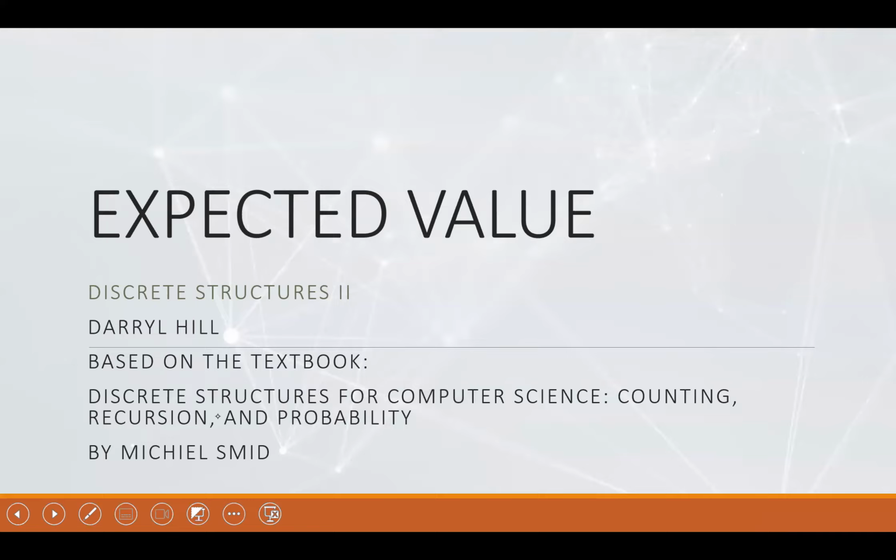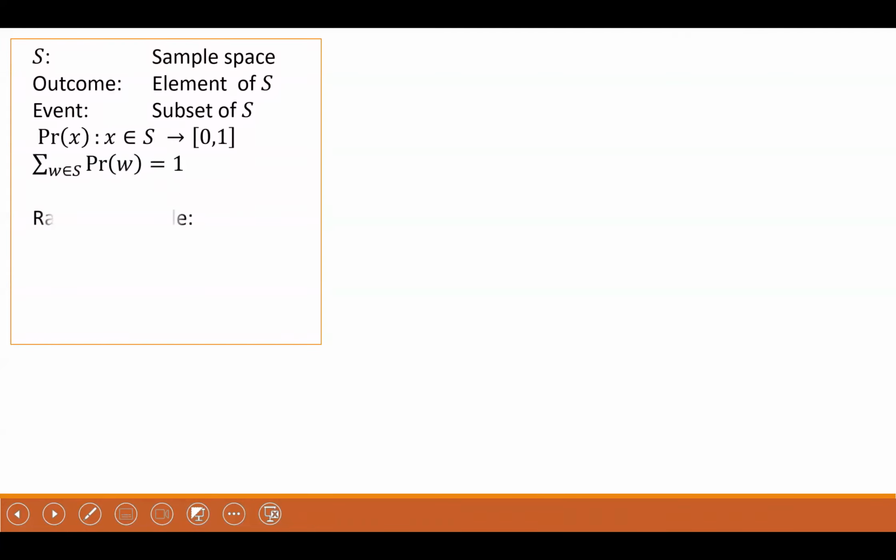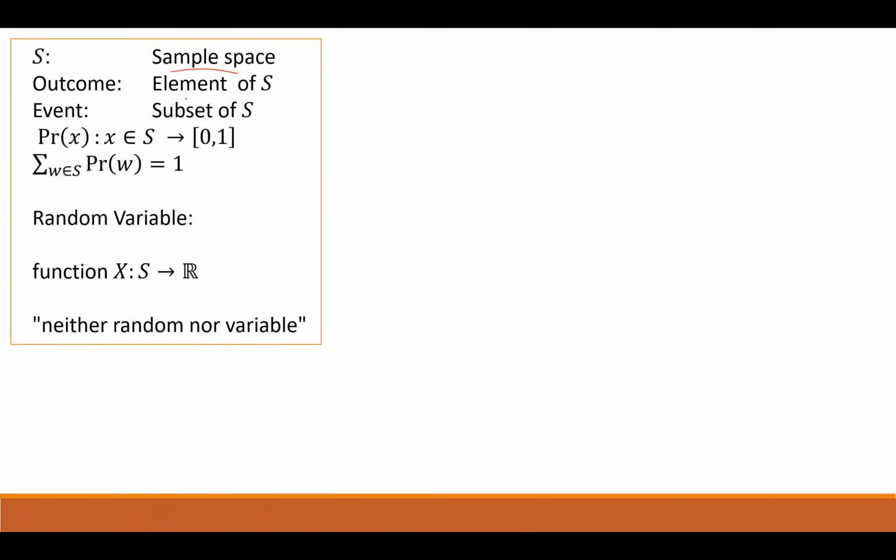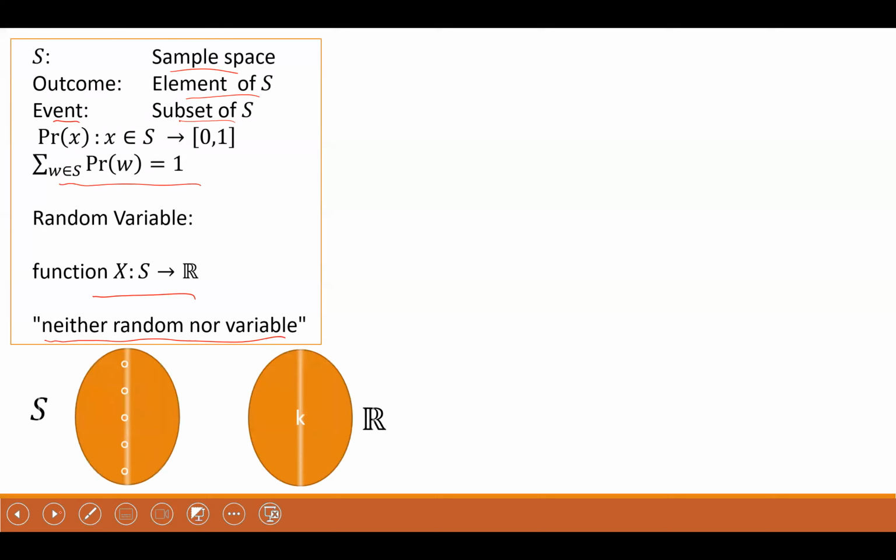Okay, so again, just a review of where we're at in terms of our material. We have a sample space, we have outcomes, we have events, which are just subsets of the sample space, so some collection of outcomes. We have our probability function that each of these outcomes has a value. They all sum up to 1. And then we can have random variables. And if you want to remember what they are, they're neither random nor variable. So that's what we know so far in terms of probability.